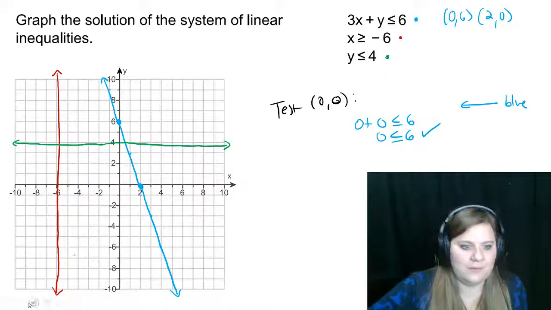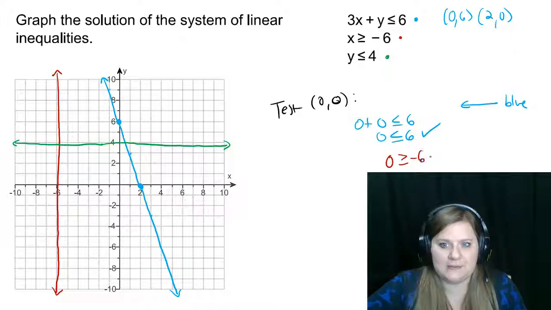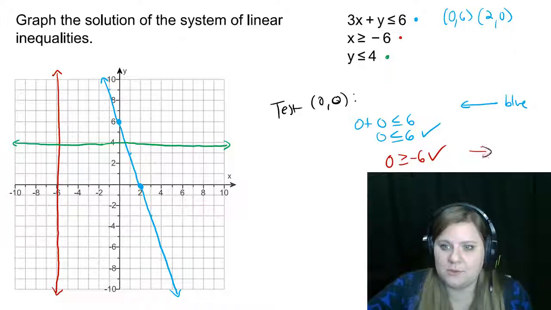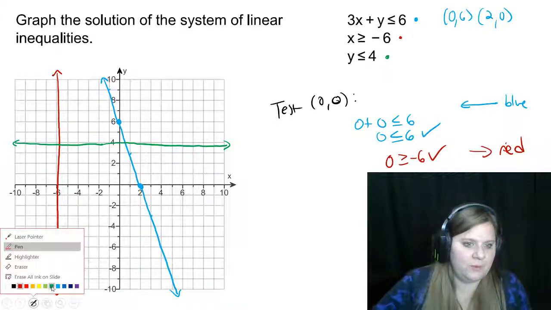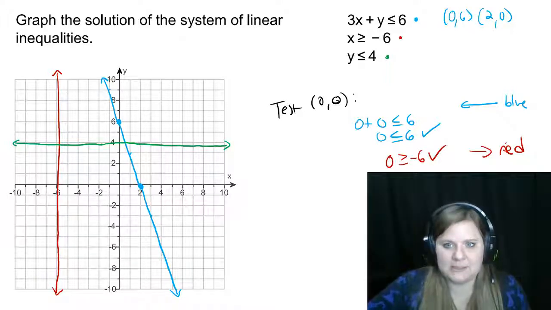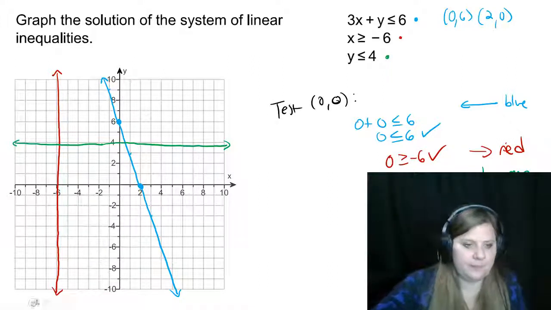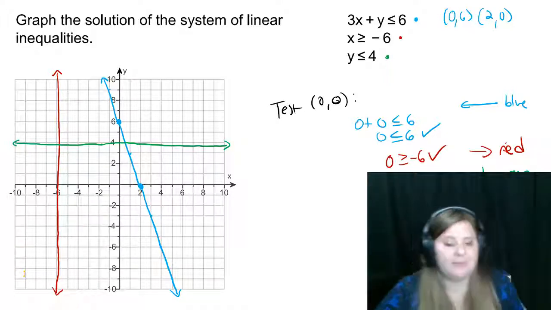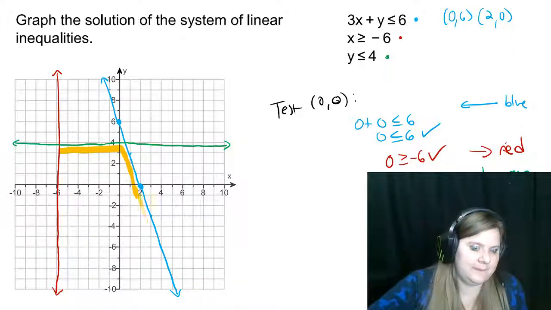Then for the red one, I plug in (0, 0). I get 0 is greater than or equal to -6, which is true. (0, 0) is to the right, so I'm going to go to the right of the red one. And then for the green one, I have 0 is less than or equal to 4, which is also true. And (0, 0) is below, so I'm going to go below the green one. So I'm going to shade to the left of blue, to the right of red, and below green. That's going to be this piece right here.